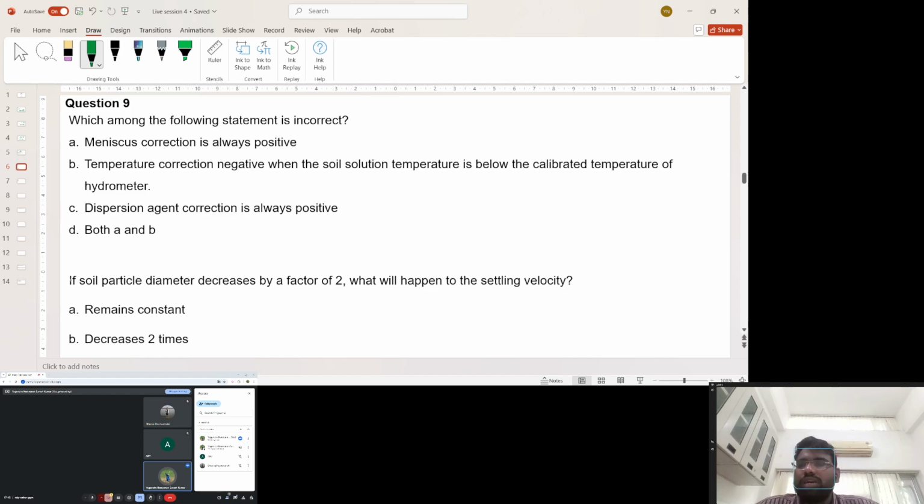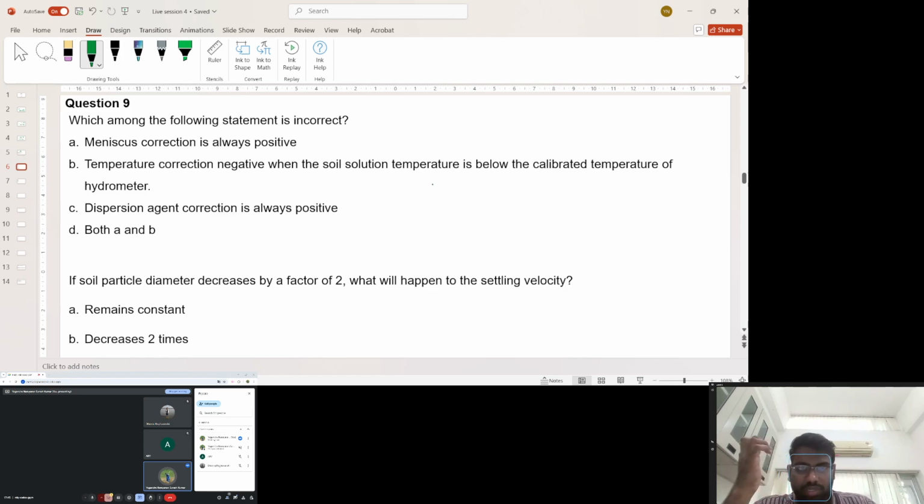So now to approach this, we need to understand the several corrections, right? I will give a brief account of how the corrections are calculated, what actually happens, and why these corrections are required.